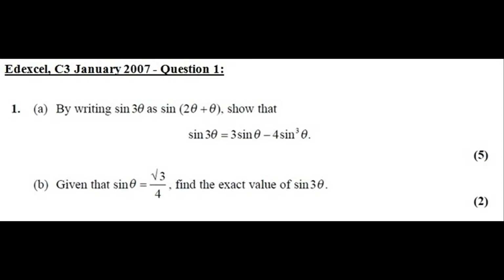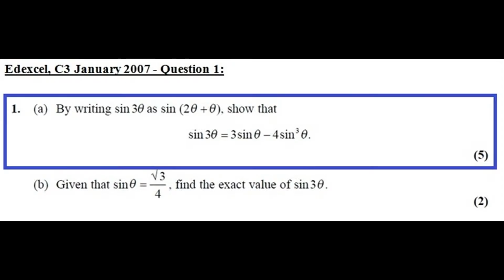So the question reads, question 1 part A: by writing sine 3 theta as sine of 2 theta plus theta, show that sine 3 theta is equal to 3 sine theta minus 4 sine cubed theta. So let's see how this is done. Let's get back to the paper and pen.